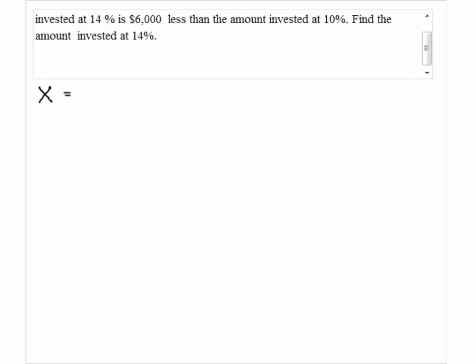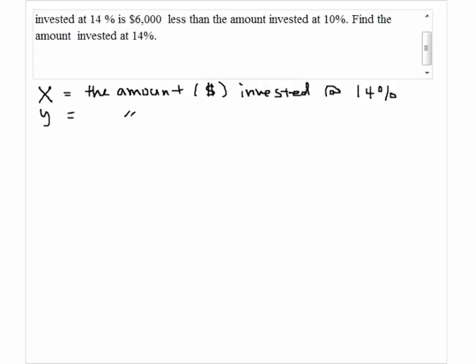So first, we let X be the amount in dollars invested at 14% and let Y be the amount in dollars invested at 10%.